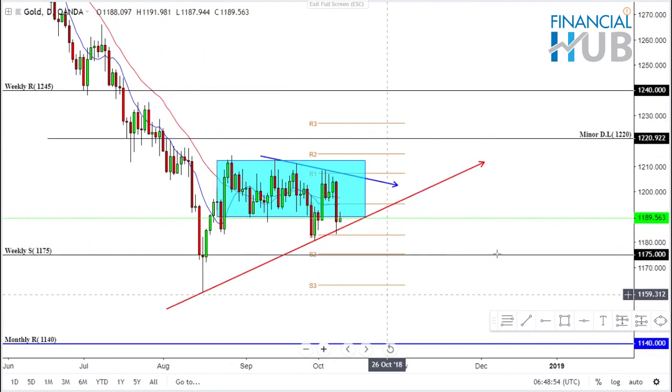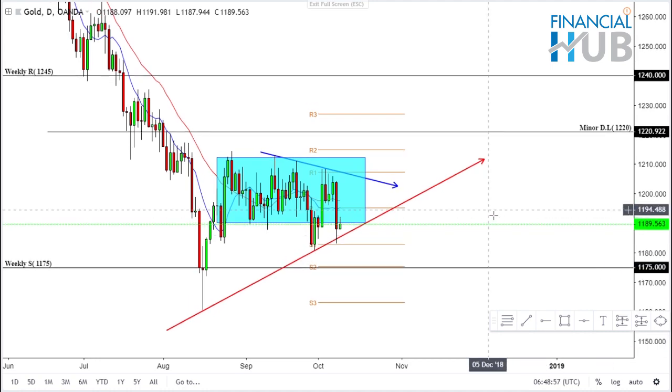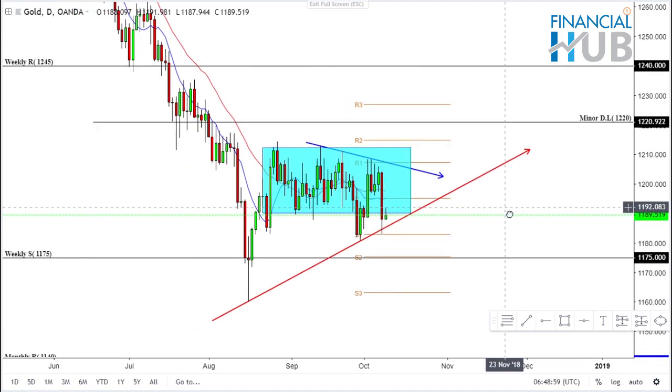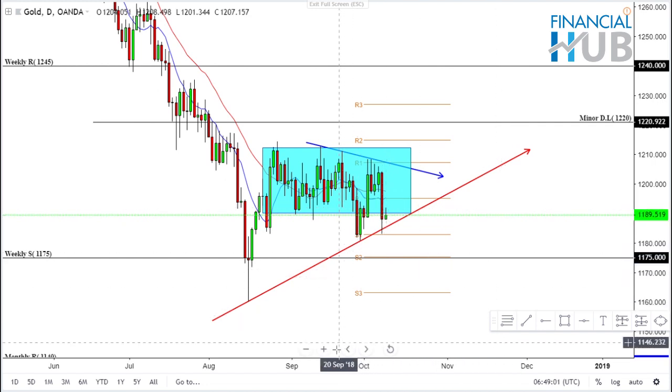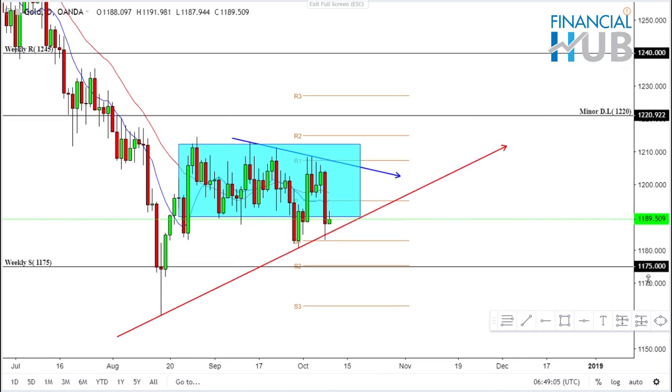The metal has been sitting in this consolidation now for quite some time, almost 3 months, after we had a fall from 1360 all the way to 1170, a 2000 pip fall. Then it's been sitting in this consolidation for quite some time now, which is also a triangle. Yesterday we had this move, but we were quickly capped. What do I see on gold?